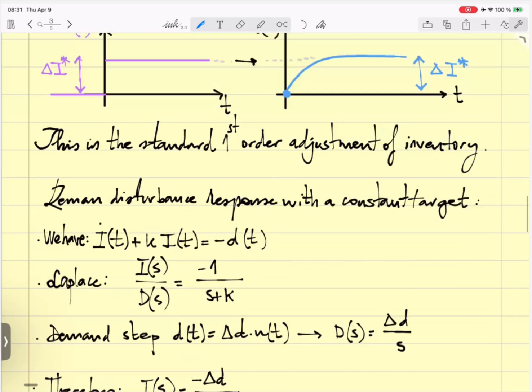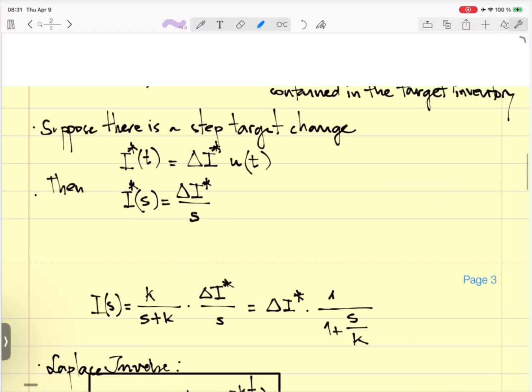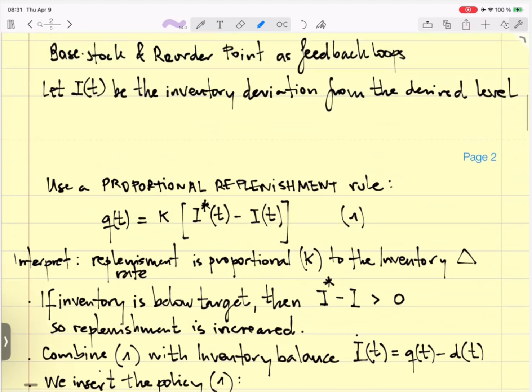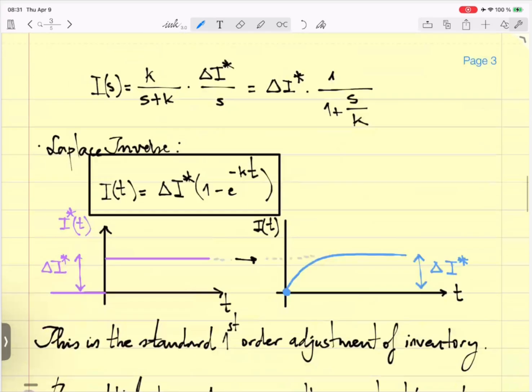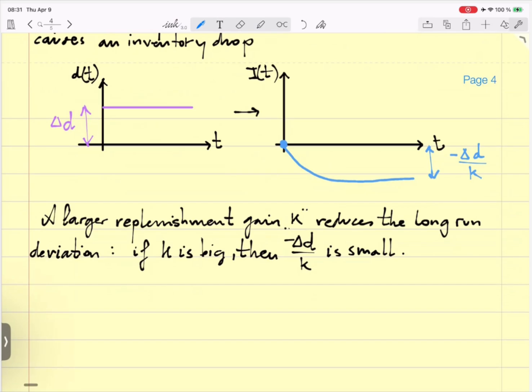Okay, so we have now seen the demand disturbance response, and a proportional base stock viewpoint with a proportional replenishment rule. Now let's look at Kanban.